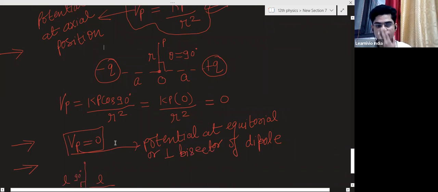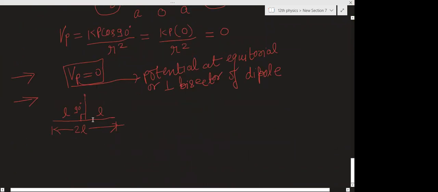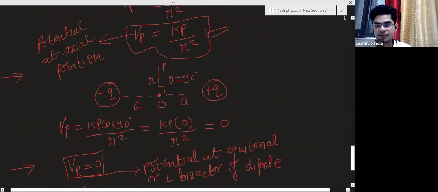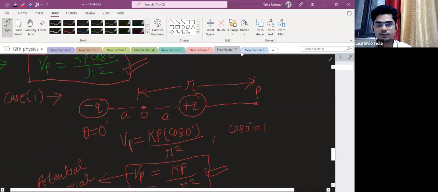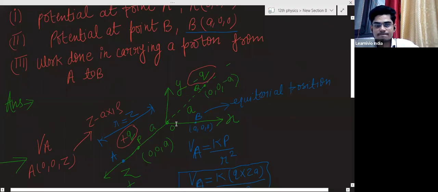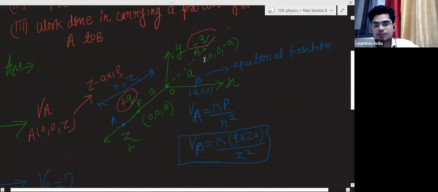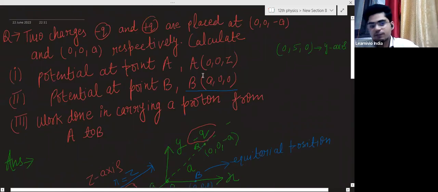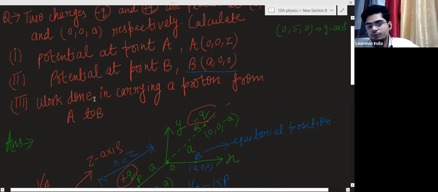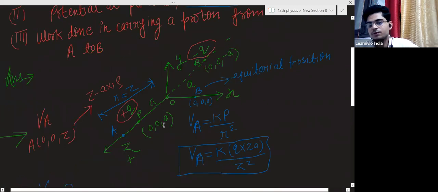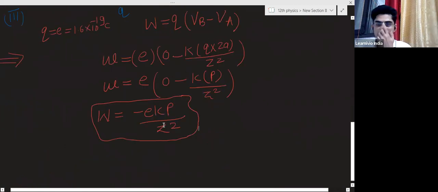I have told you the concept of what a perpendicular bisector is, and after that I explained this numerical. First, we calculated the potential at point A. After that, we calculated the potential at point B, and after that, we calculated the work done when a proton is moving from A to B.